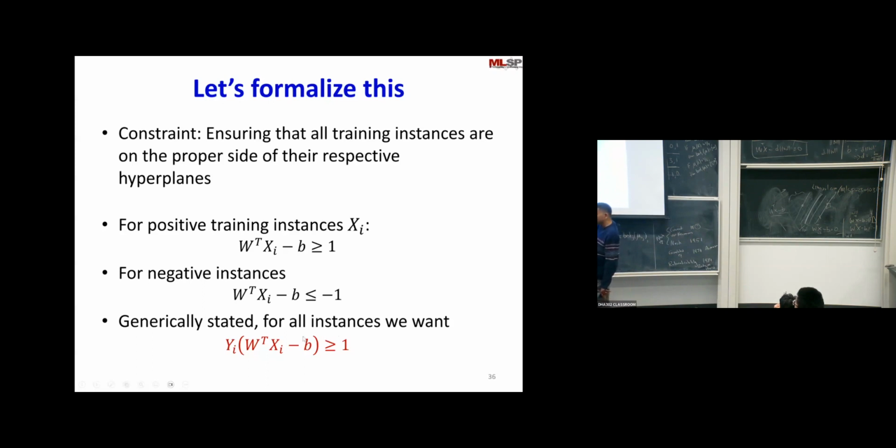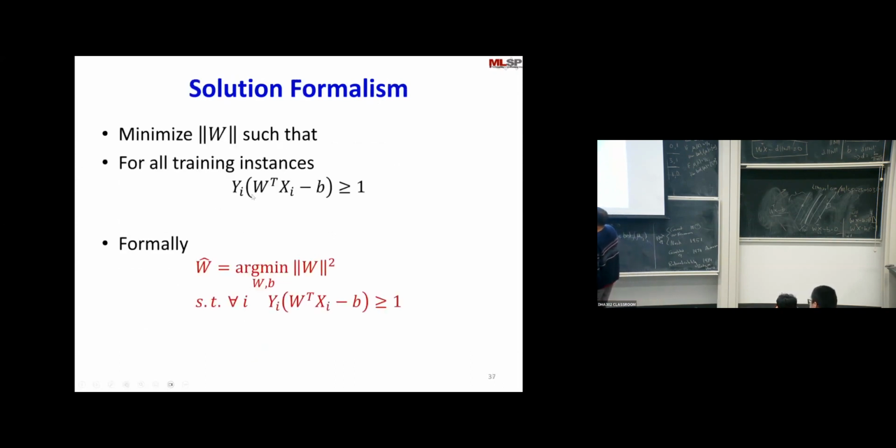I can combine them both in one equation now, which you can check. If it's a positive class, then you want W transpose X minus B to be greater than or equal to 1. If it's a negative class, you want the negative of it to be greater than or equal to 1. And so I can just write this down generically for all of my data instances. And so you end up with an optimization formulation. I want to minimize the length of the weight vector, the norm of W, or equivalently the square norm of W, we like square norms because they're quadratic, such that this condition is satisfied.